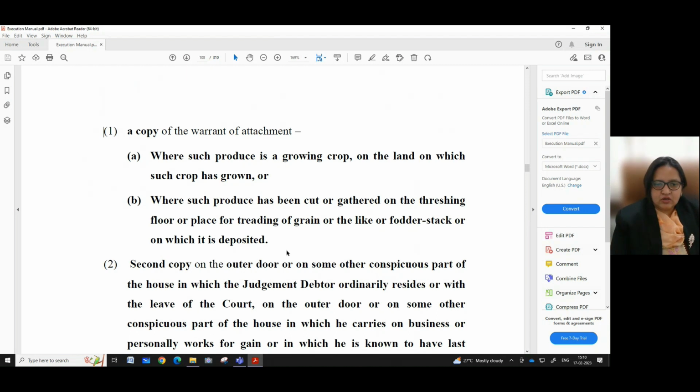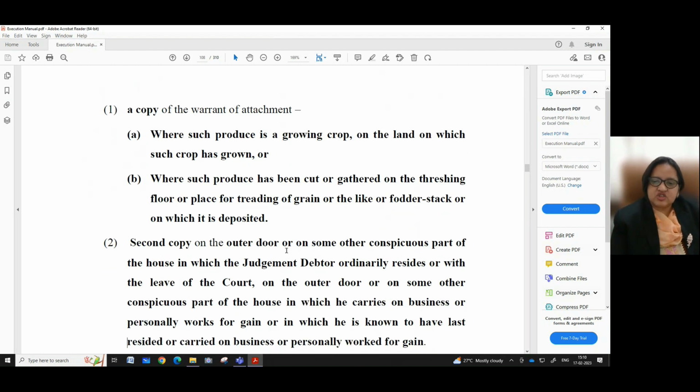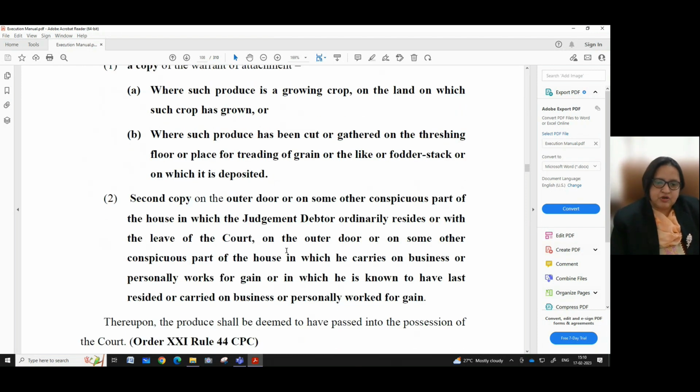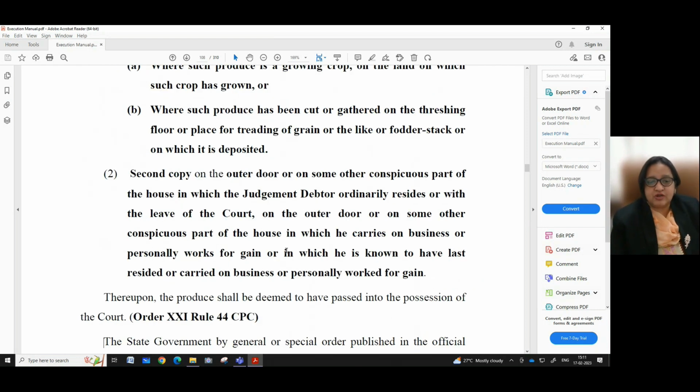Second copy on the outer door or on some other conspicuous part of the house in which the judgment debtor ordinarily resides, or with the leave of the court on the outer door or on some other conspicuous part of the house in which he carries on business or personally works for gain, or in which he is known to have last resided or carried on business or personally worked for gain. Thereupon the produce shall be deemed to have passed into the possession of the court. Order 21, Rule 44 CPC.